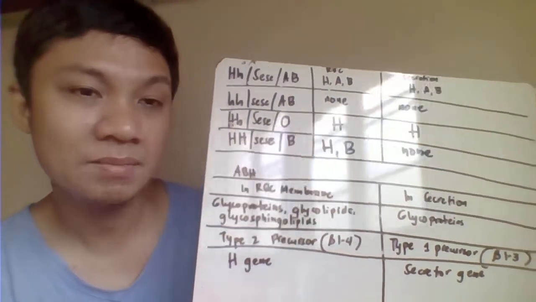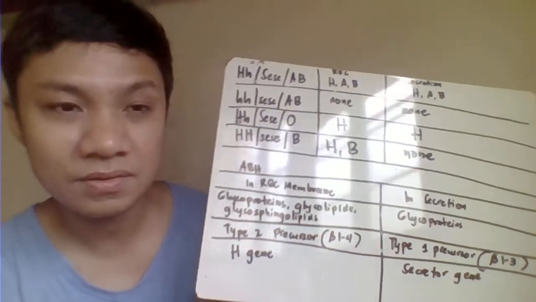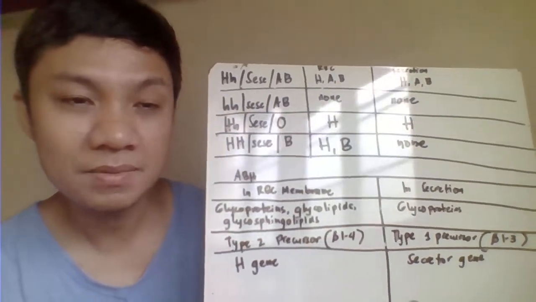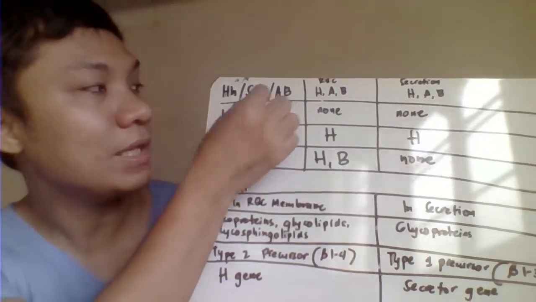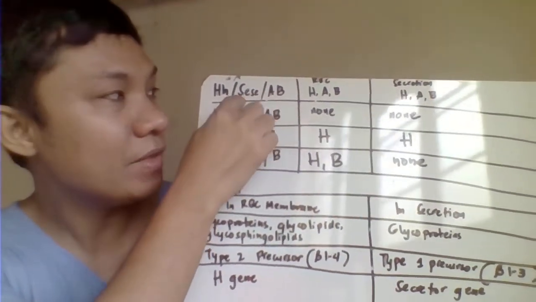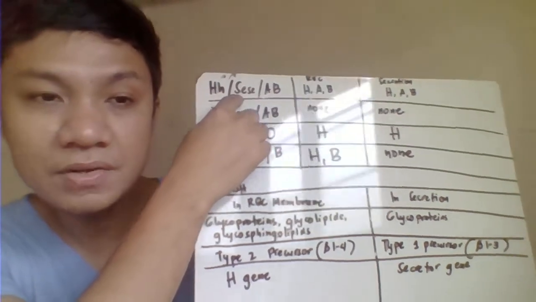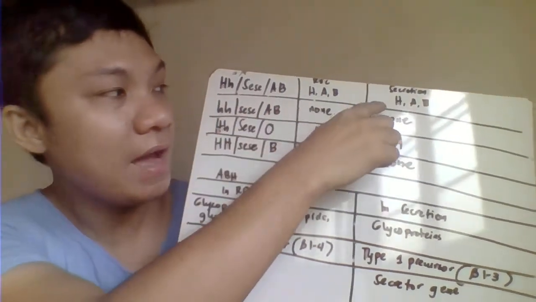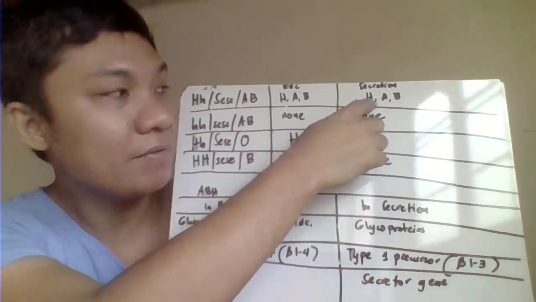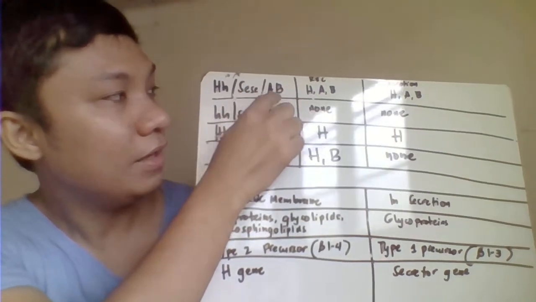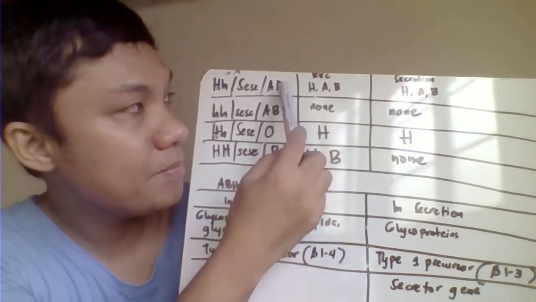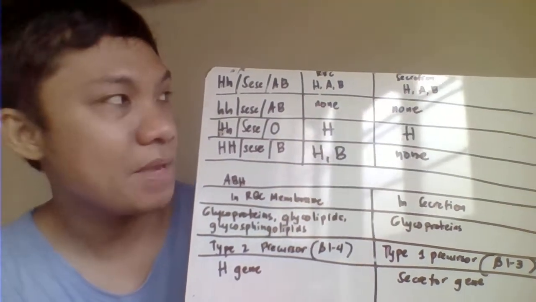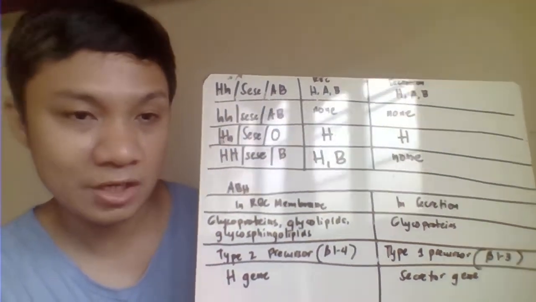How about in the plasma? In the secretions. So, ABH substance in your secretion here is under the influence of your secretory gene. So, dito ka titingin. So, since you have this one, heterozygous for your secretory gene, so still have your H antigen because of that. Okay, then since meron kang A, so you have your A pa din and B. So, H, A, and B pa din makikita natin sa ating secretions.